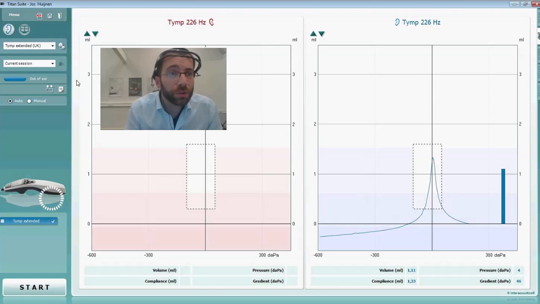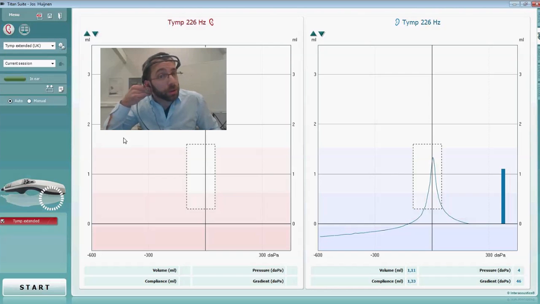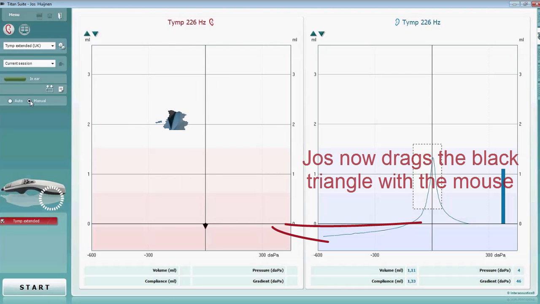I also would like to show you manual pump control. So I'll do that on my right ear again. I'll put the probe in the ear. I click on manual.